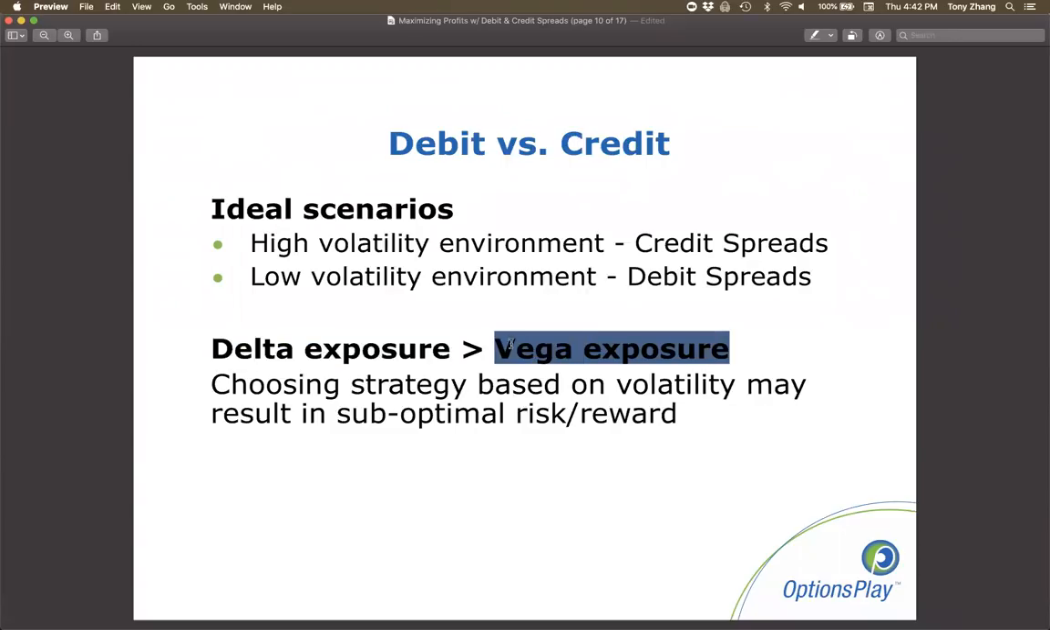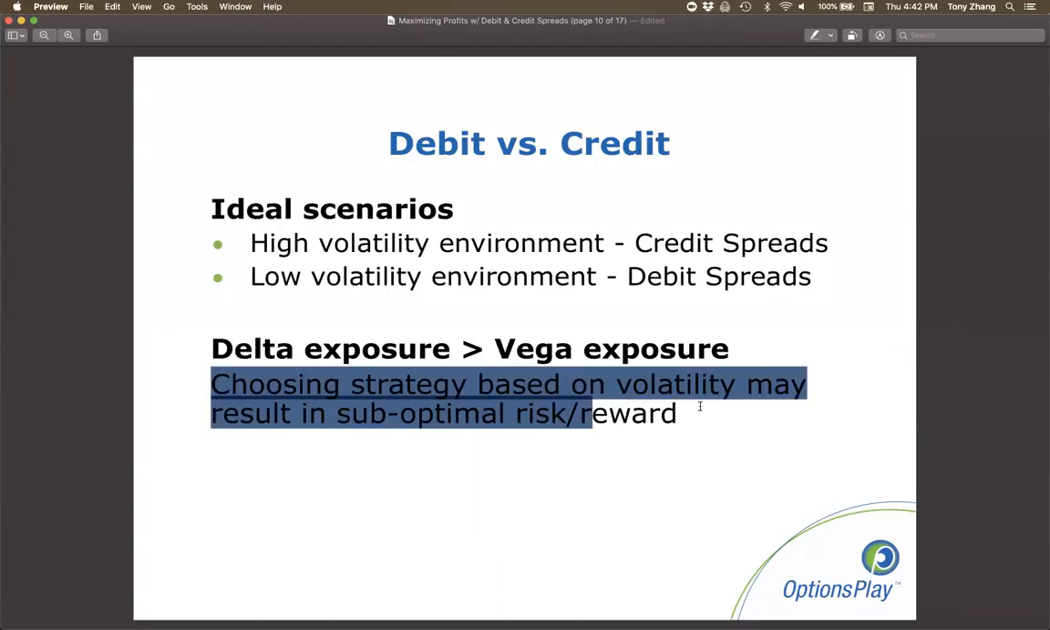The reason that you trade these two spreads when volatility is low or high is because of the Vega exposure, but your Vega exposure is actually quite small compared to your exposure if the stock makes a 1% move, or the same 1 or 2% move. So what I want to make sure that people understand is that there's nothing wrong in picking a strategy using high or low volatility, but if you purely base your strategy on volatility alone, then you may end up choosing a strategy that is suboptimal in terms of risk to reward.